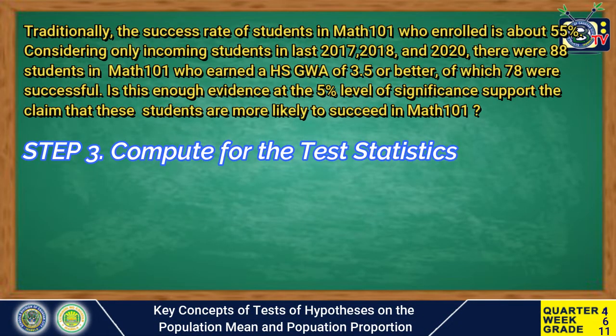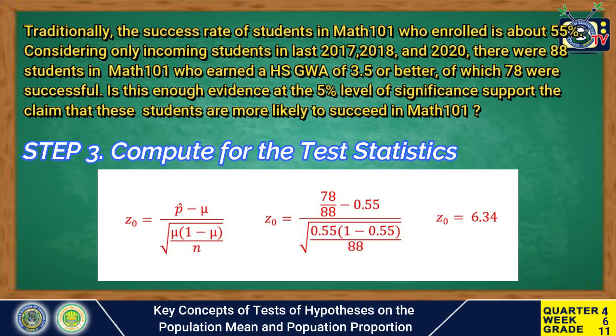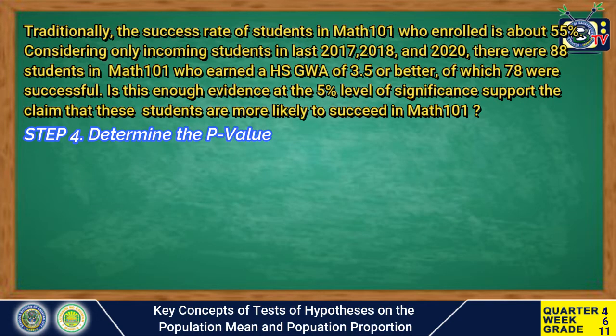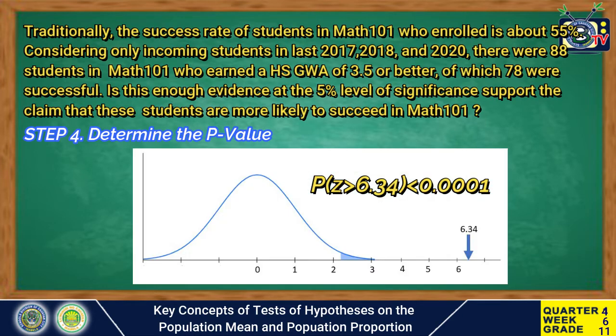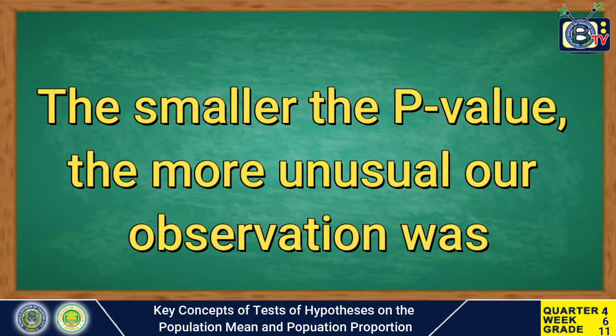Step 3. Compute the test statistic. For this example, we will use the Z formula. That is, sample proportion minus the mean, all over the square root of the mean multiplied by the quantity of 1 minus the mean, all over the number of samples. Step 4. Determine the p-value. Out of our test statistic, we will get a very small p-value, that is 0.0001.